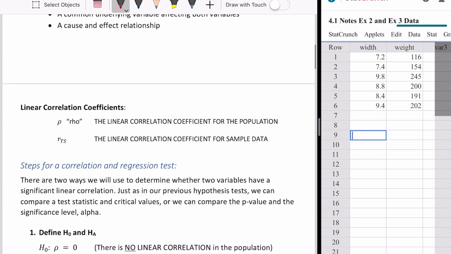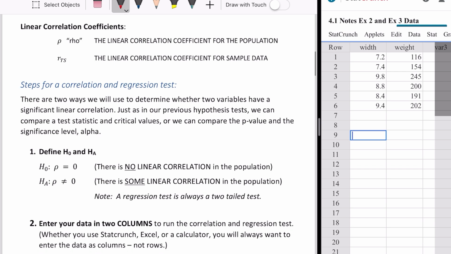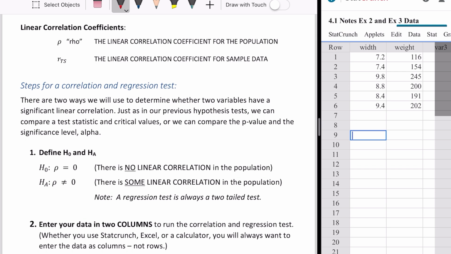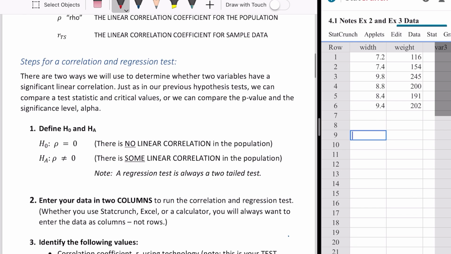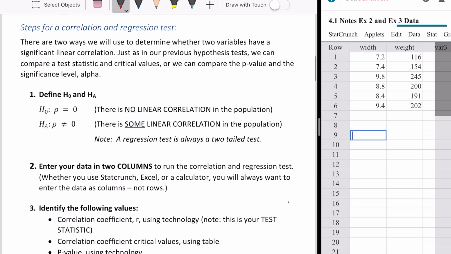Okay, so let's talk about the steps for our hypothesis test. Again, rho is your population parameter and R is your sample statistic. The first thing that we're going to do is very much like the steps for our other hypothesis tests. We're just going to lay them out specifically for the linear correlation test. The first thing is to find your null and alternate hypotheses. These are always the same.